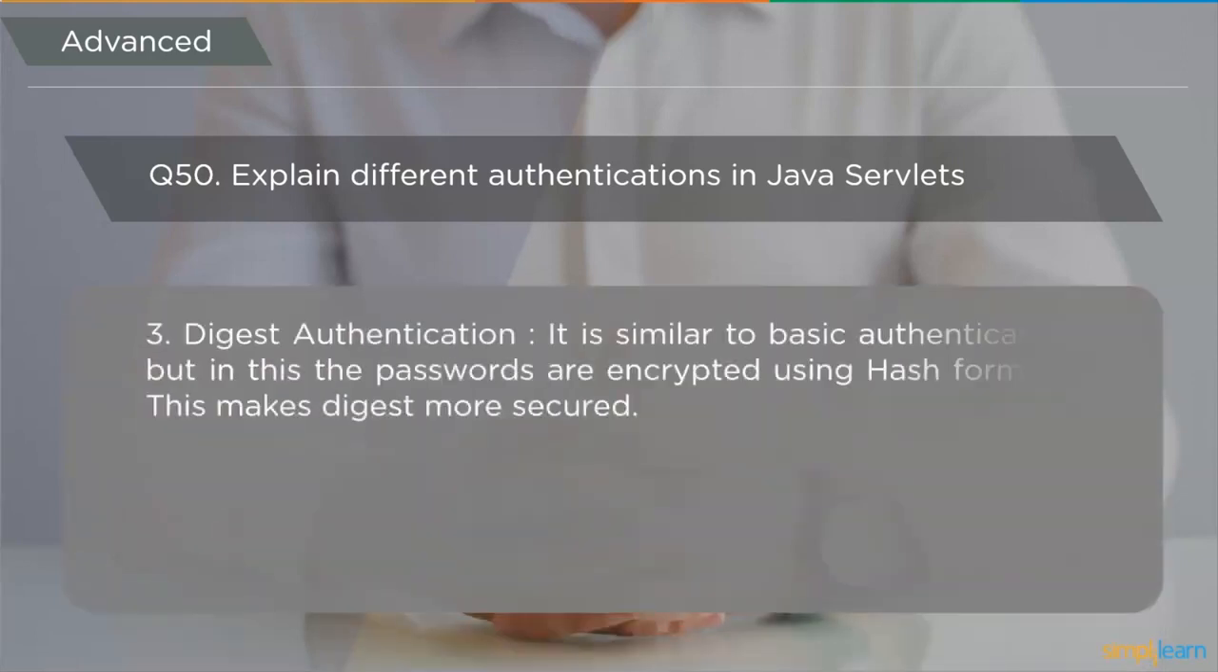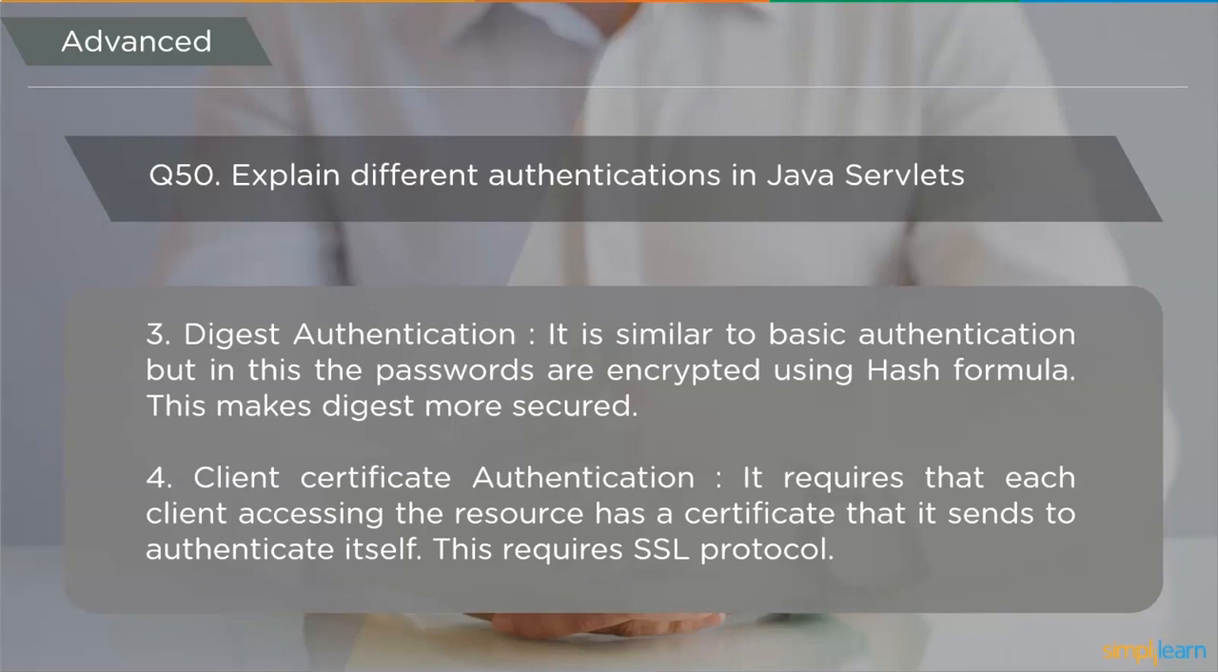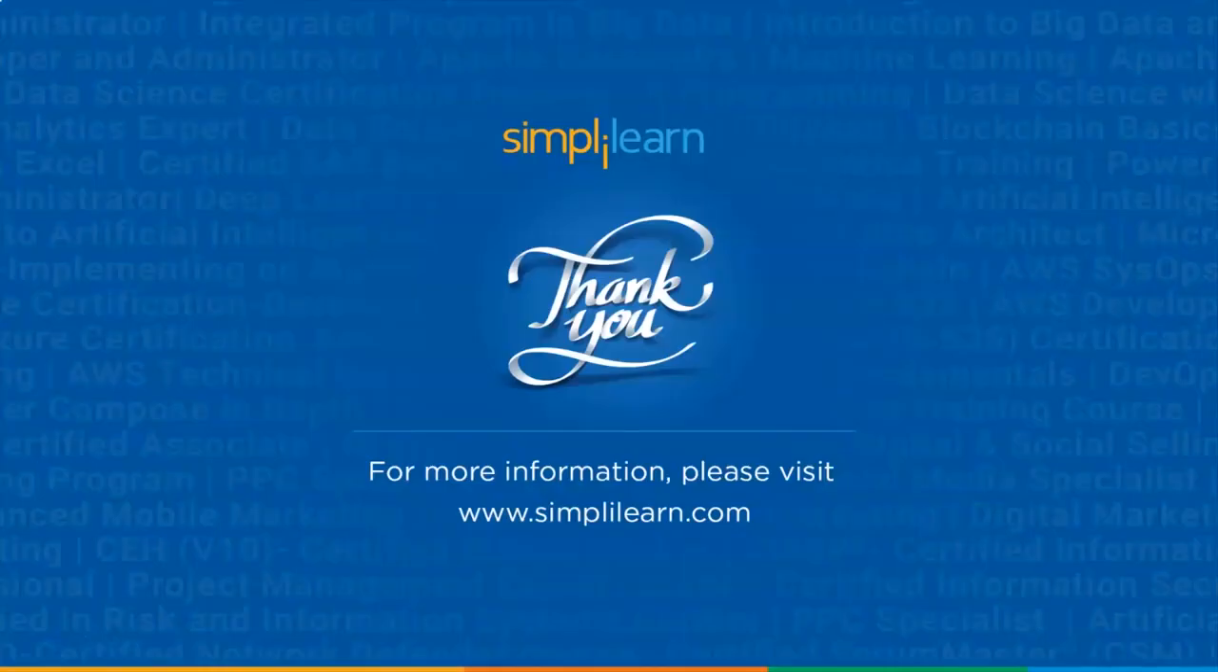Followed by that, we have the third type of authentication, that is digest authentication. Digest authentication is similar to basic authentication, but in this the passwords are encrypted using a hash formula. This makes digest more secured. And lastly, we have the client certificate authentication. The client certificate authentication requires that each client accessing the resource has a certificate that it sends to authenticate itself. This requires the SSL protocol.